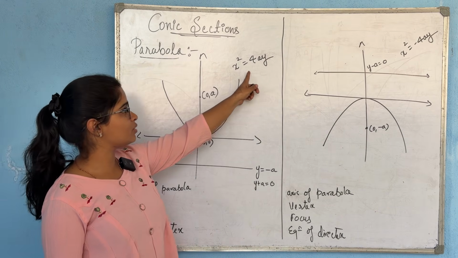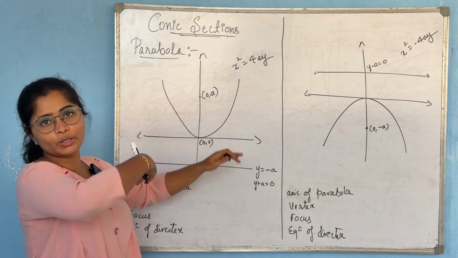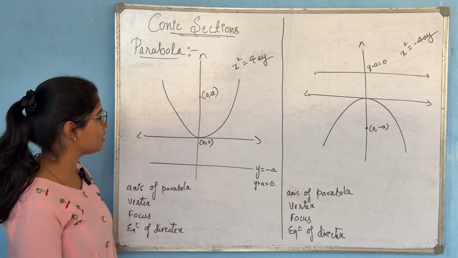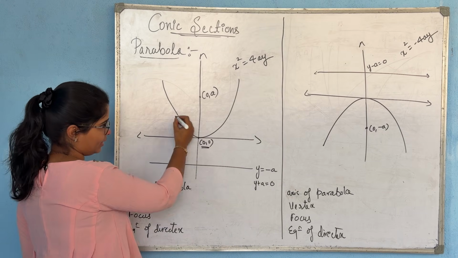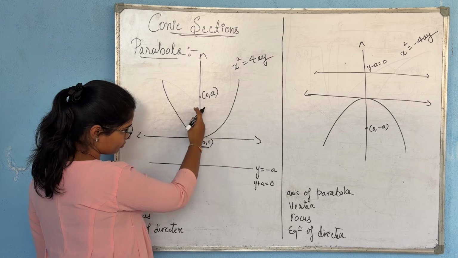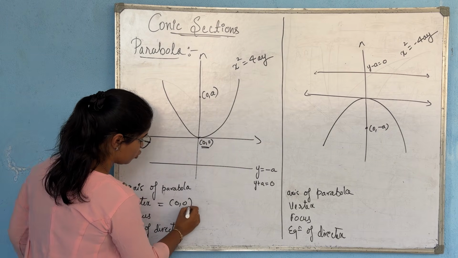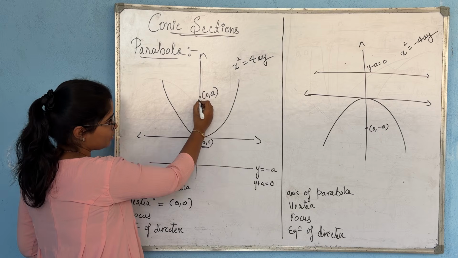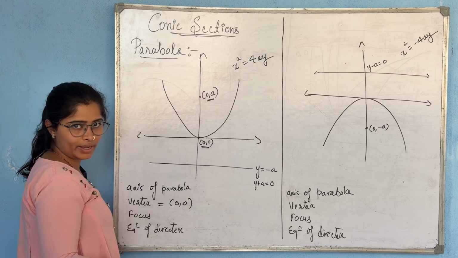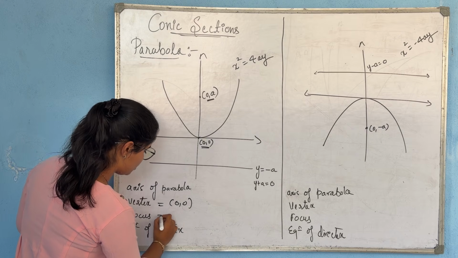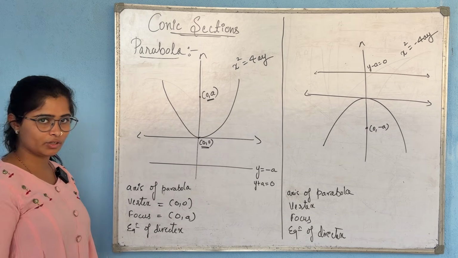One is x square is equals to 4ay, which will open towards the positive y axis. Here also the vertex is 0 comma 0, the vertex being the intersection of the conic section and the directrix. Let us first write the vertex coordinates, that is 0 comma 0, and since the focus will be on the positive y axis now, the coordinates will be given as 0 comma a.